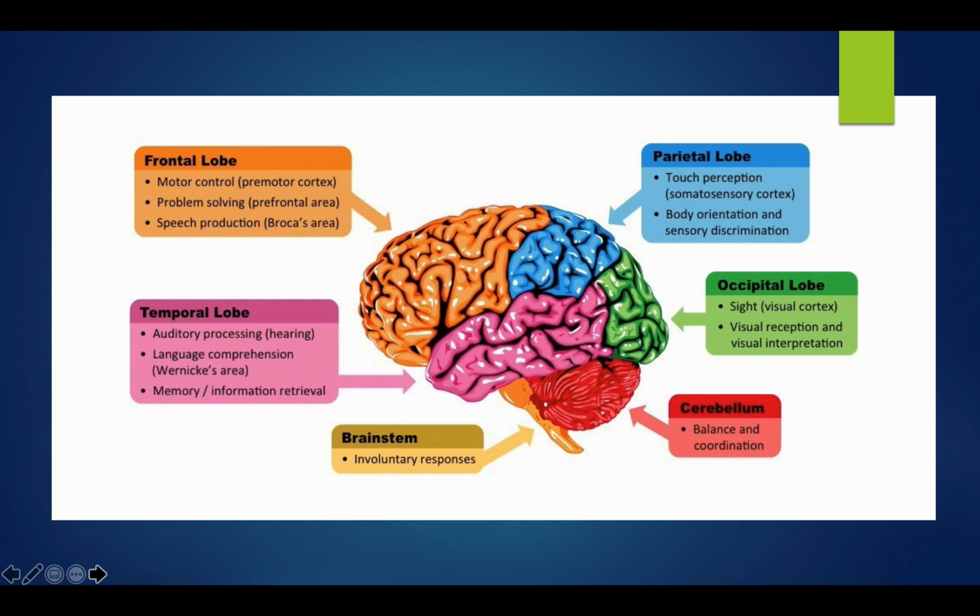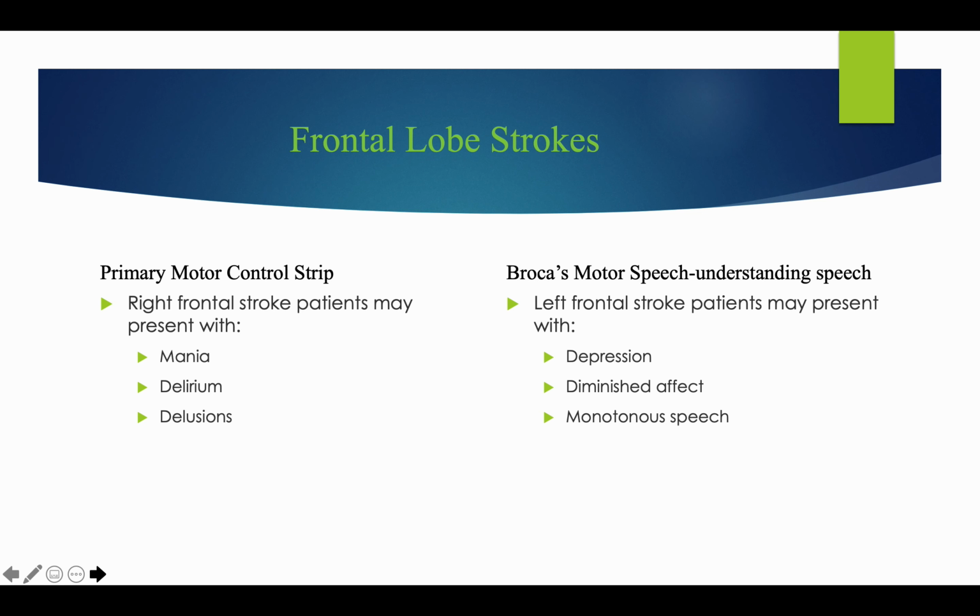And I'll get into a little bit more detail of each lobe. The frontal lobe has your primary motor control strip, which is your right frontal. Stroke patients may present with mania, delirium, or delusions. The left frontal stroke patients, which is your Broca motor, speech, and understanding, present with depression, diminished affect, and monotonous speech, meaning they have no fluctuation in their speech of either sadness or joy. And the patient has a very flat affect.